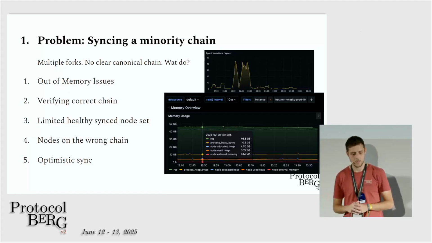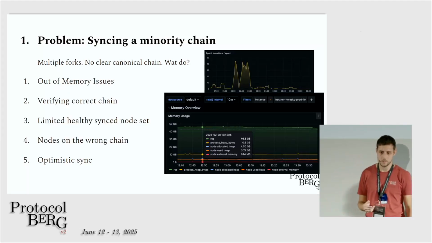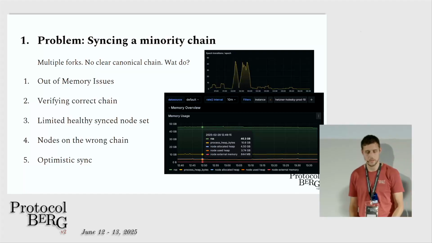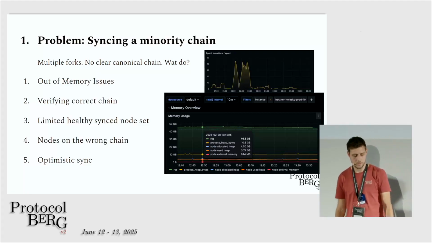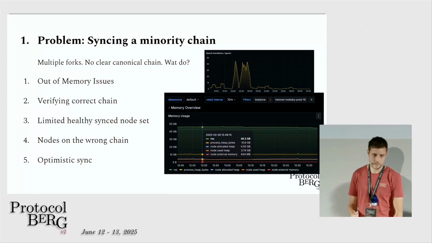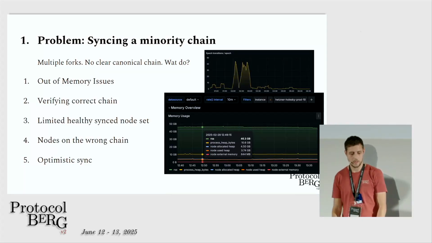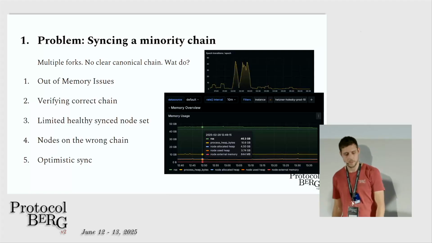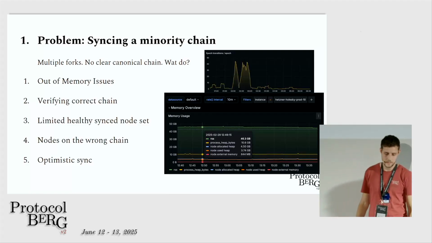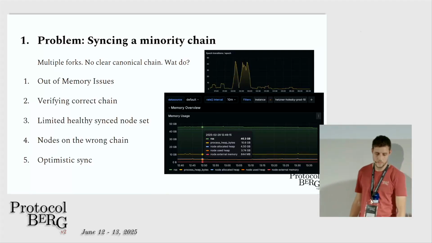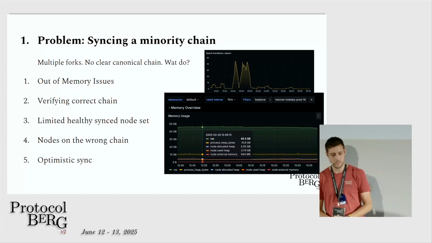So we had to find a way to verify the correct chain, which was difficult because the client by default will always choose to follow the invalid chain due to the maturity. And it was also difficult because the majority of the nodes were on the wrong chain. So you basically peered with nodes that you didn't want to peer with. And the low amount of healthy nodes synced to the right chain made syncing really difficult.